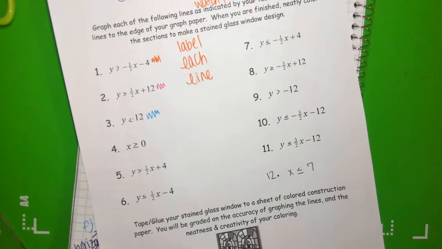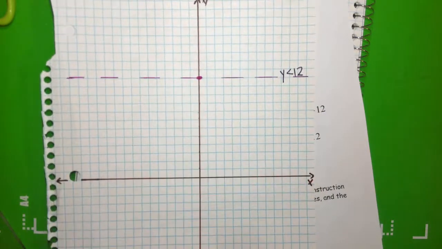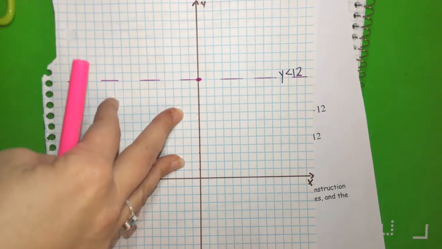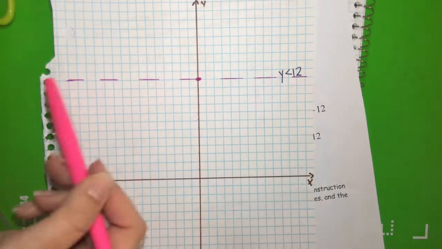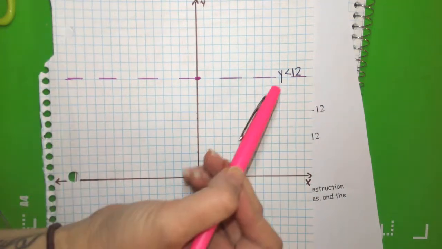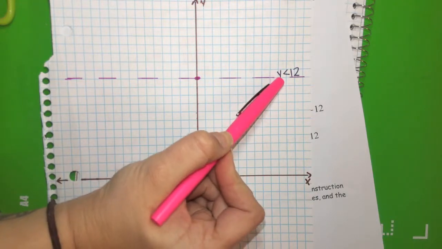Alright, so this is what I mean by label it. You see how my x and y axis goes across the entire thing? And then I did this one, and it goes across the entire thing. And then I labeled it with y is less than 12.